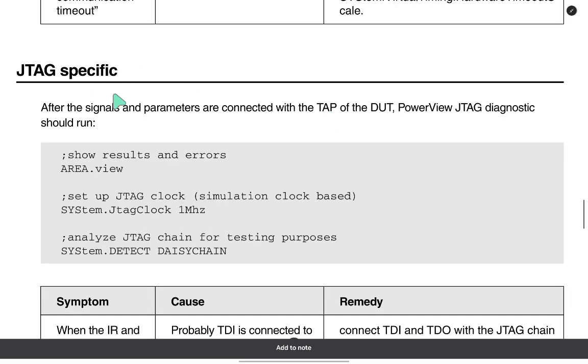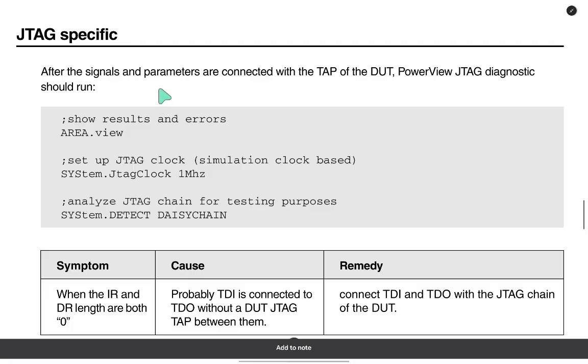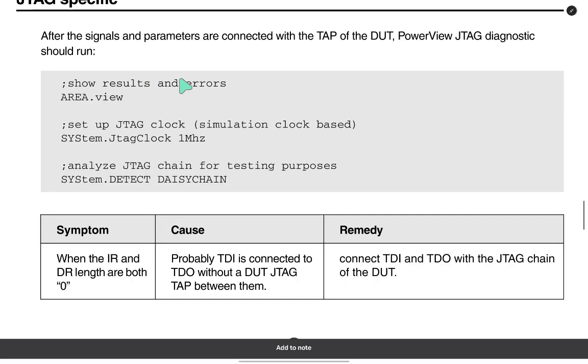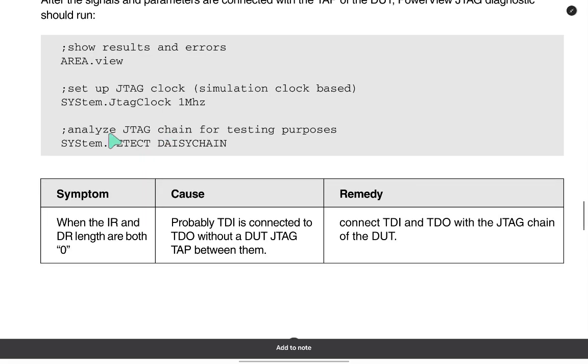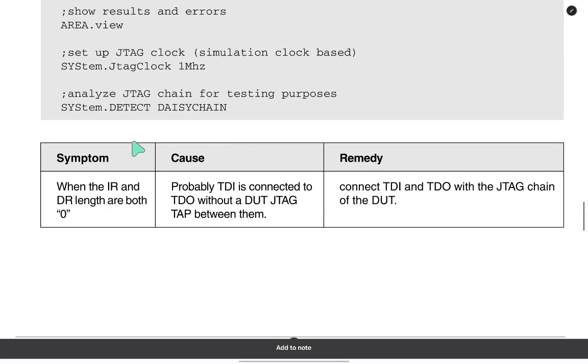JTAG specific. After the signals and parameters are collected with the tab of the DUT, a PowerView JTAG diagnostic should run. Show the result in the errors area.view. Set up the JTAG clock simulation clock based. Base the sys.JTAG clock at 1 MHz. Analyze the JTAG chain for test purposes with sys.detect daisy chain.